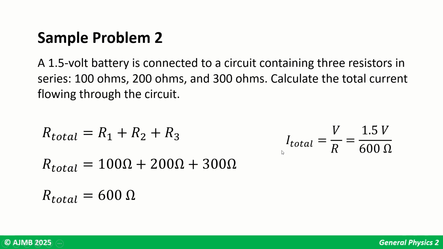Now we can compute for the total current. That's just the total voltage provided by the battery, 1.5 volts, divided by the total resistance. Since there are three resistors in series, you add them up. 1.5 divided by 600, your current is 0.0025 amperes. Okay, so that's Ohm's law. Just remember the equation, I equals V over R, or you can rearrange the variables to come up with V equals IR.